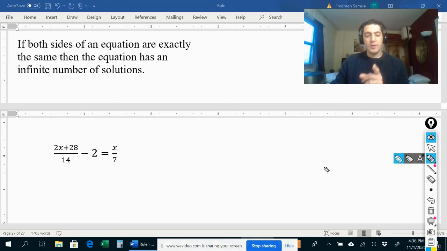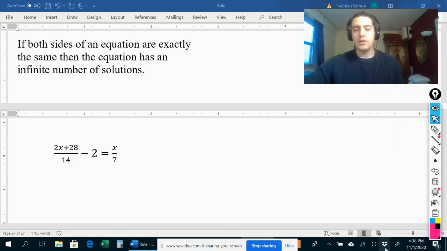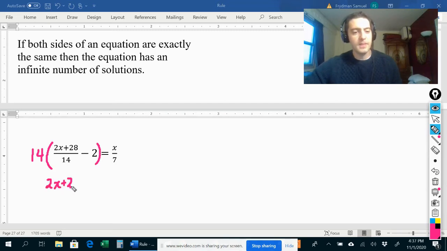But then you also have to remember, if you choose to multiply or divide, then you have to do that to every single term. So if you choose to multiply over here, then you would have to multiply every single term by 14. Not just this one, but the minus 2 also. So 2x plus 28 divided by 14 and then times 14 would just give me the 2x plus 28 back.